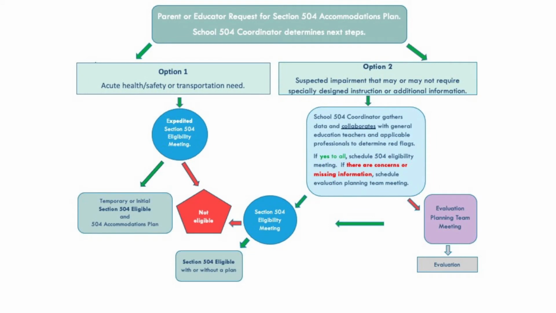School 504 coordinators should refer to the initial referral flowchart to ensure that the school team is moving in the right direction. First, determine if the student's impairment involves an acute health, safety, or transportation need, or if the impairment may or may not require specially designed instruction or additional information. Next, determine if the student will be referred to a 504 eligibility meeting or an evaluation planning team meeting. Be certain that the right people are involved at each step.